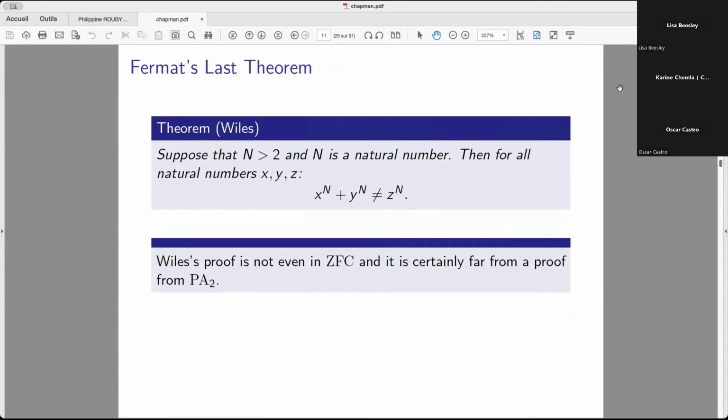Okay, so one of the most famous theorems of the last 50 years is Fermat's last theorem, proved by Wiles. Suppose n is bigger than 2, then for all natural numbers x, y, and z, x to the n plus y to the n doesn't equal z to the n. If you actually look at Wiles' proof in the Annals of Mathematics, it's not even a ZFC proof. He uses things, Grothendieck towers, that are not formalizable in ZFC.